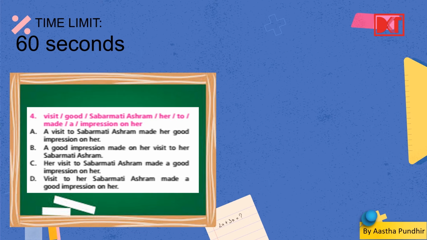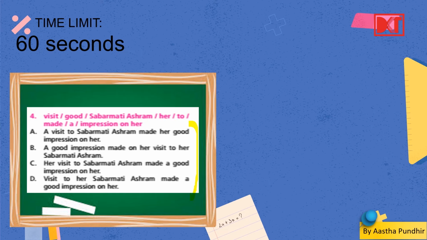Okay, here we have: visit, good, Sabarmati ashram, her, to, made, impression on her. So here it could be Sabarmati ashram, it could be... okay. Now, suppose in sentences like this, you're not able to figure out what the subject might be. So just quickly go through the sentences.